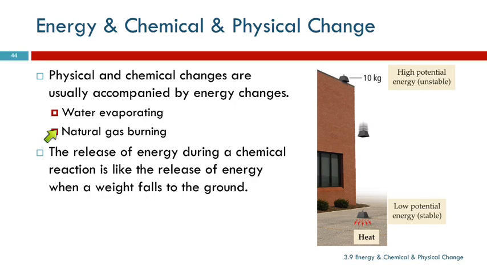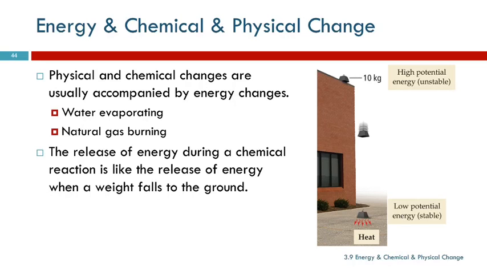Natural gas burning. Why do we burn natural gas? To produce heat. I have a natural gas stove in my kitchen. We turn the burner on to make the water hot to cook the spaghetti, right? Not to cool the house off, but it produces heat. It's a chemical change that produces heat.